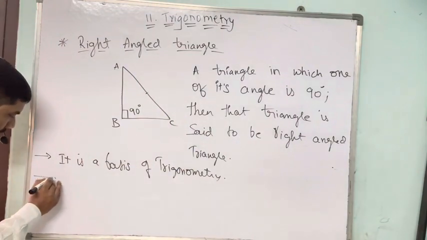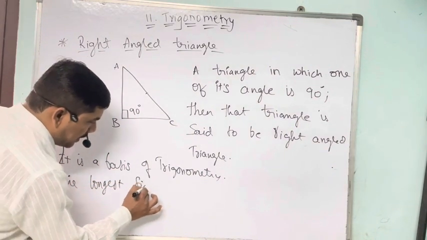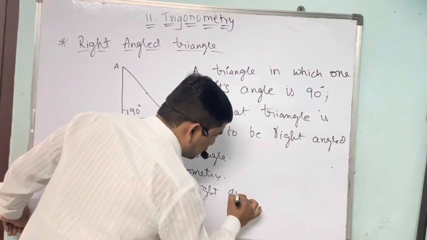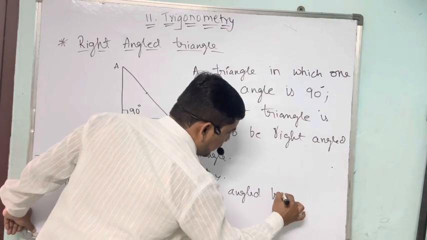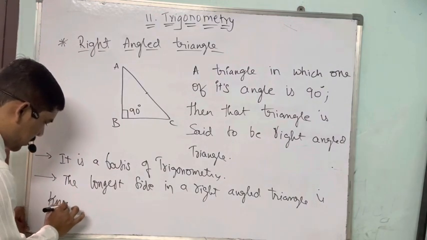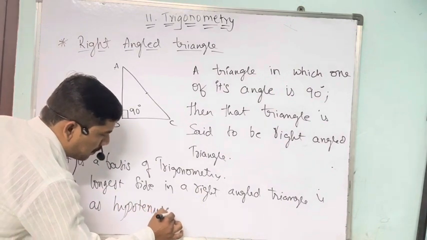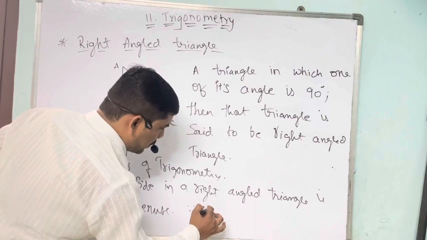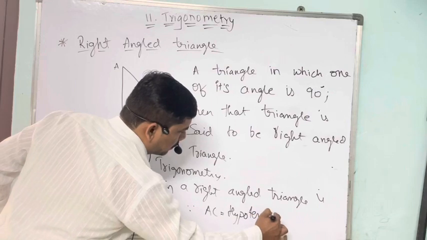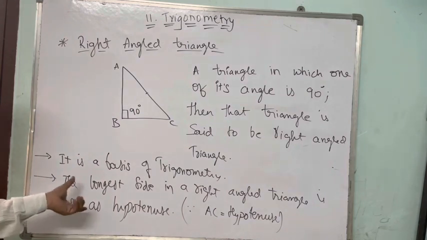Let me write here. See, the longest side in a right angled triangle is known as the hypotenuse. In this diagram, the hypotenuse AC is equal to hypotenuse. Okay, students, AC is equal to hypotenuse. This is one way we can define it.